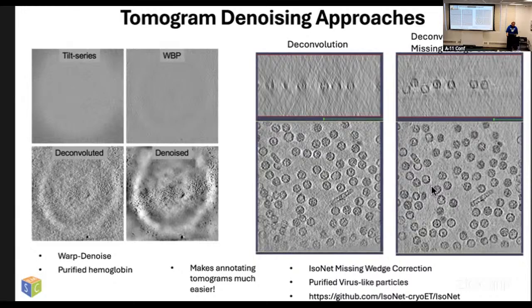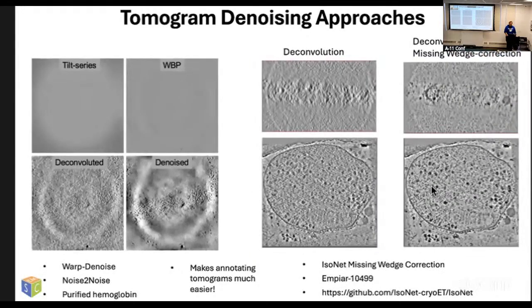Another example of this is just on an EMPIAR data set, 10499. So labs have shown just a deconvolution and then the actual missing wedge correction. So you can really see like the ribosome particles and things like that. And I put the GitHub on here too for these. So it's definitely worth using. Takes a few days to train, but it's definitely worth it.